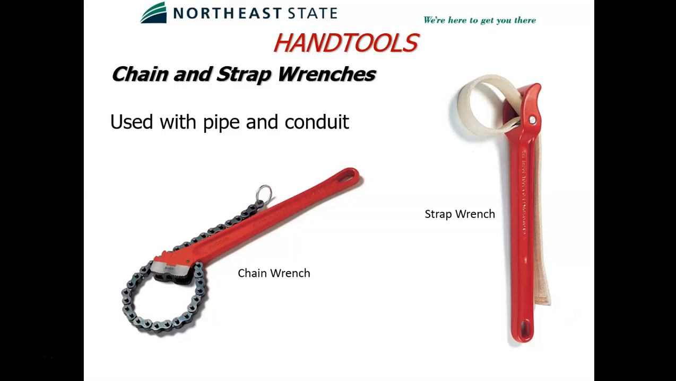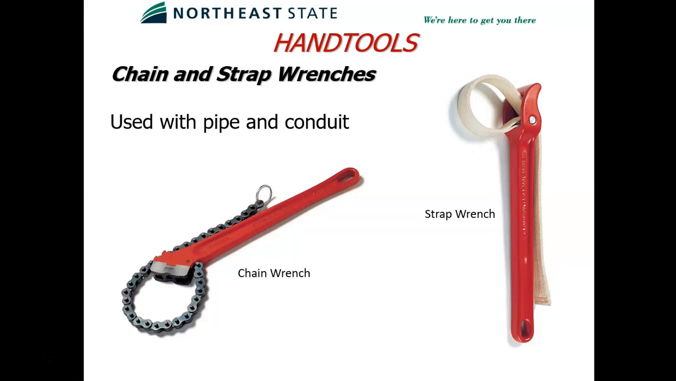So what that does is you wrap the chain around your piece of metal, around your pipe or your conduit, and you've got a catch that you lay your chain into, and then you just rotate it, and the chain tightens up around it. And it tightens only in one direction. If you need to go the other direction, you remove it and flip it around.